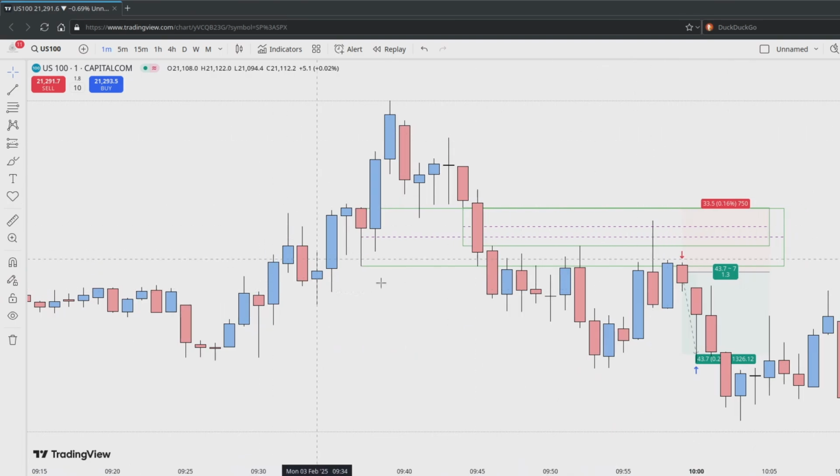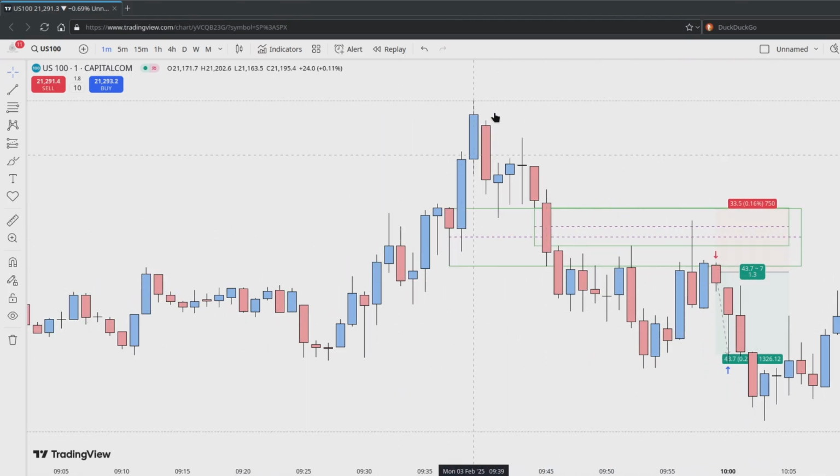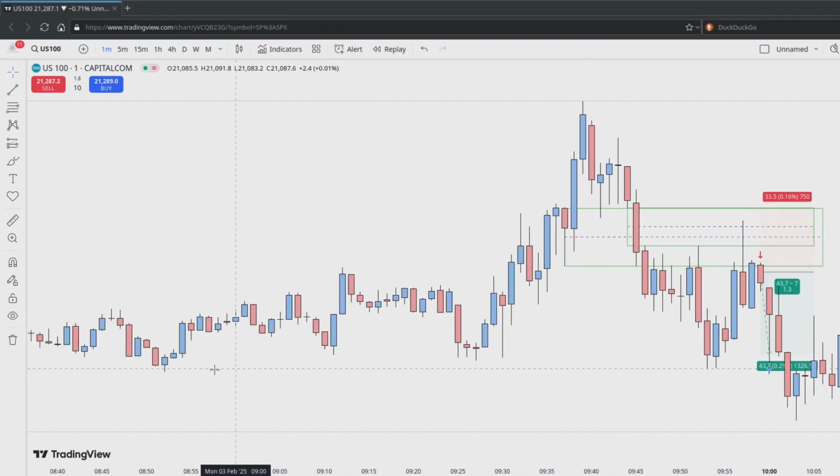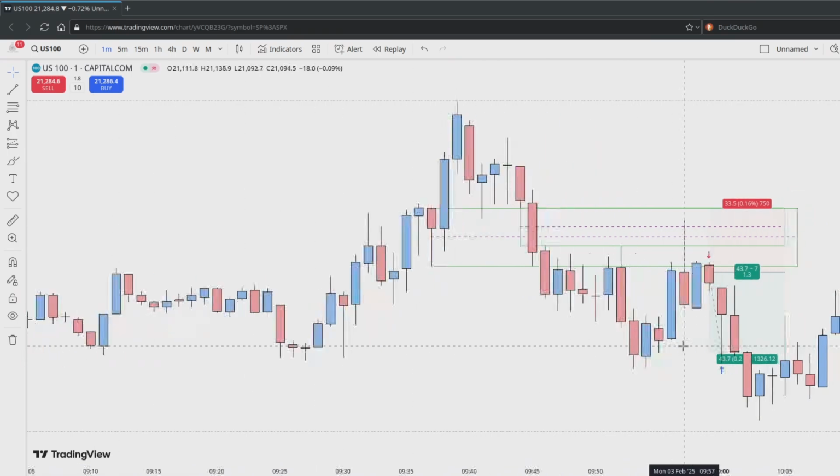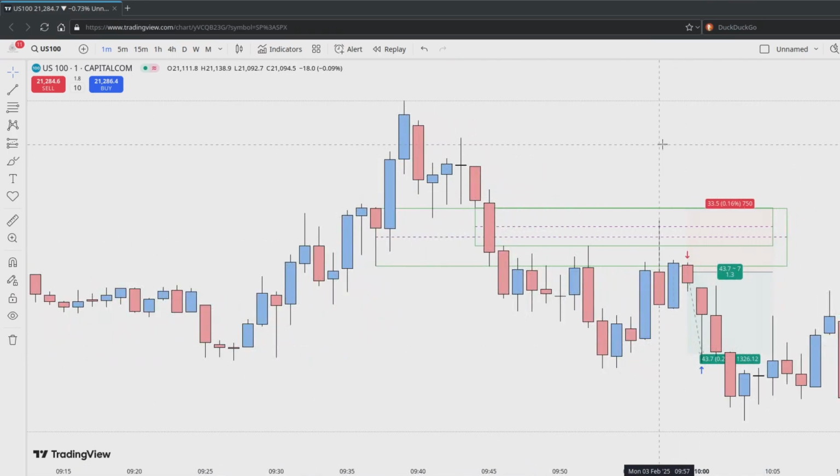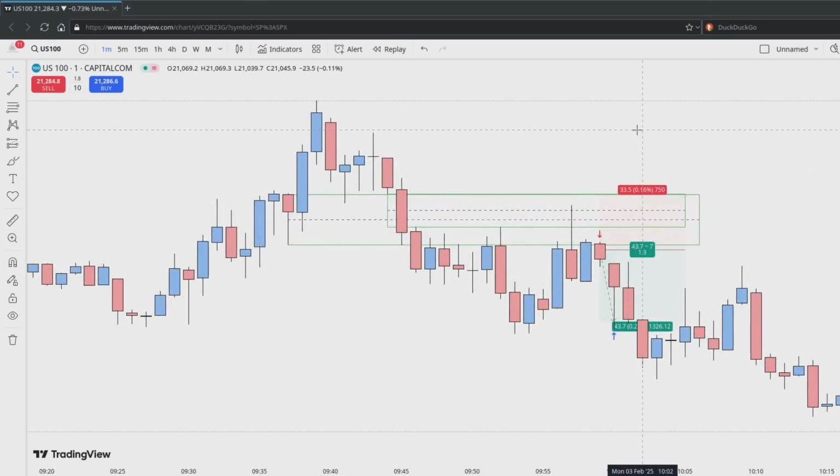So I would rate this as a B class. Only reason that it's not a C class setup is the fact that we took out that 15-minute old high. So we had a clear Judas swing. We had volatility below the breaker block. Price traded in, we had relative equal lows. So that was a clear target. So there's that idea broken down.